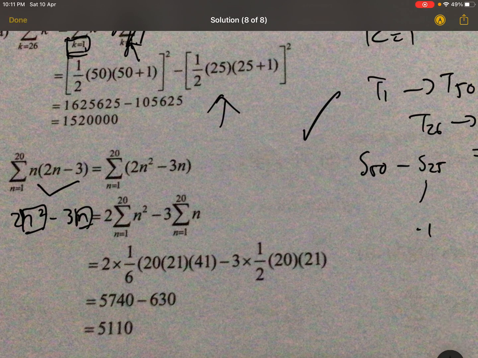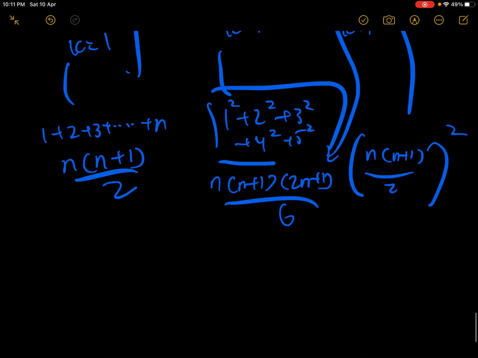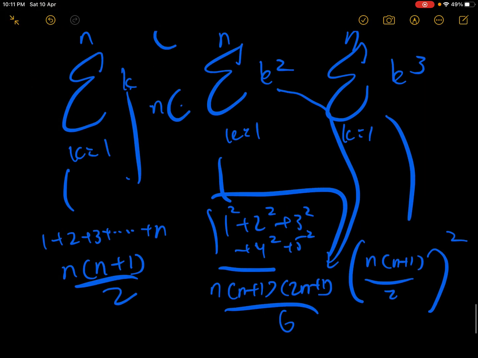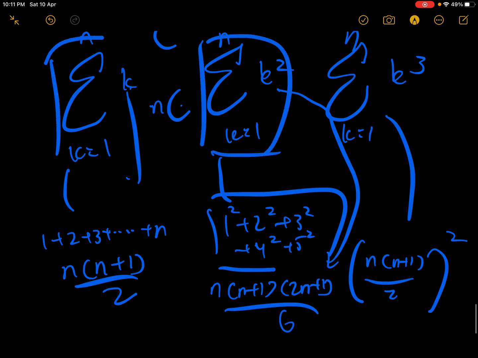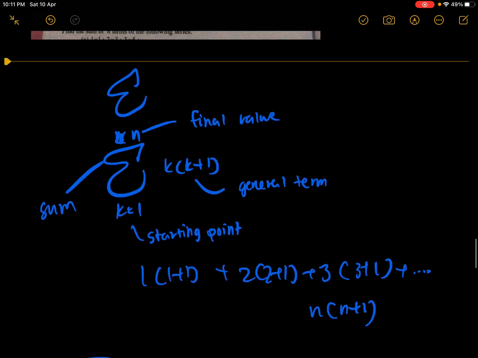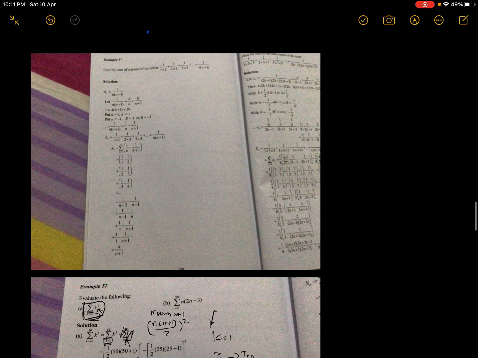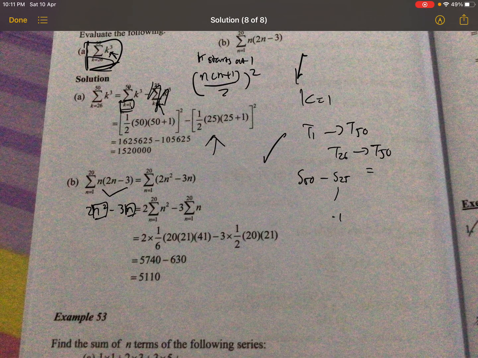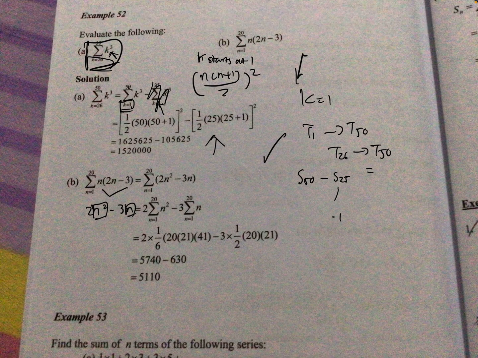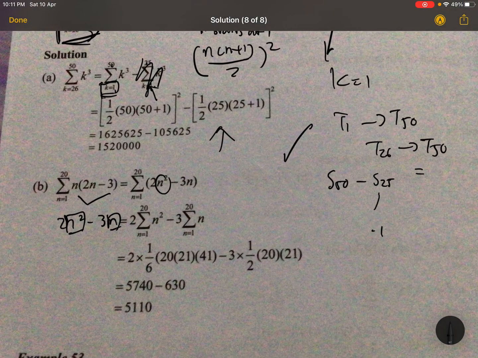Remember that I talked about this sigma thing? Remember I talked about here? This is the same thing, because instead of k it's n here. So yeah, instead of k it's n, but it's the same thing. N squared, and n starts at 1, ends at 20. But you might be wondering as well, how about this constant here? How about this minus sign?